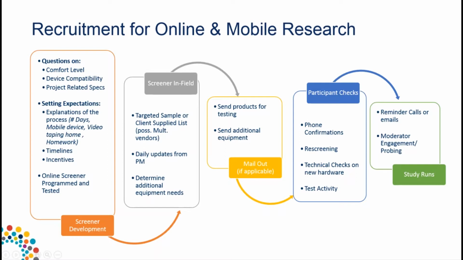Participant checks, so with some of our technology, we suggest perhaps doing technical checks on their hardware. We also want to test to ensure that their computers are compatible. This is really important in the webcam-based video focus groups. We also can offer telephone confirmations and then rescreens over the telephone once participants have been recruited.